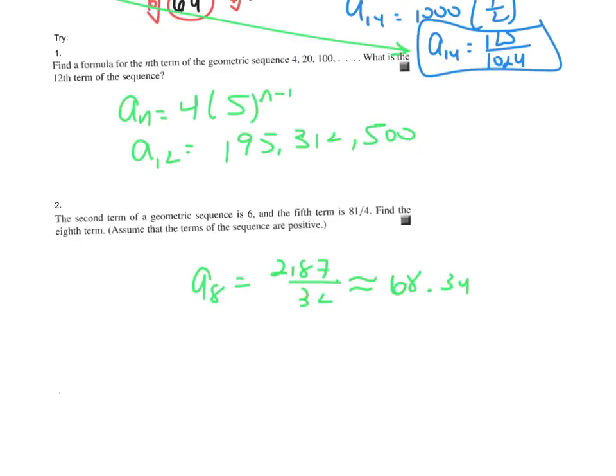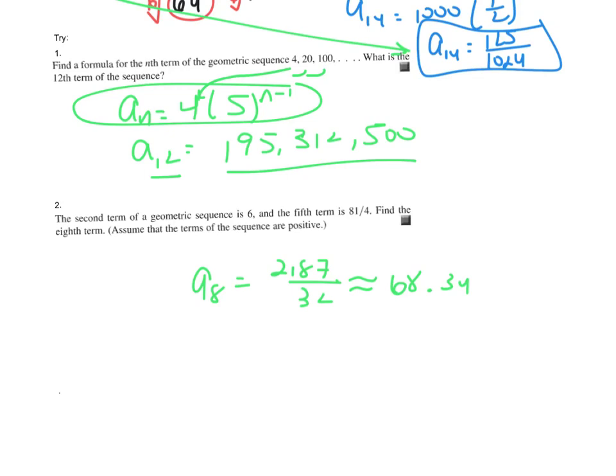All right, guys. So for number 1, hopefully you got that your nth term was a sub n equals 4 times 5 to the n minus 1, because again, your 1st term is 4, your ratio is 5, and then you leave n alone if you're looking for the nth term. And then if you're looking for your 12th term, plug in 12 for all of the n's, and you get, whoa, big. 195,312,500. Geez, that's big. Okay. And then for number 2, they wanted the 8th term.